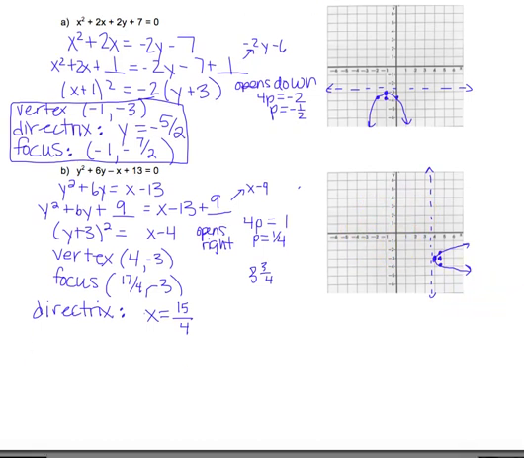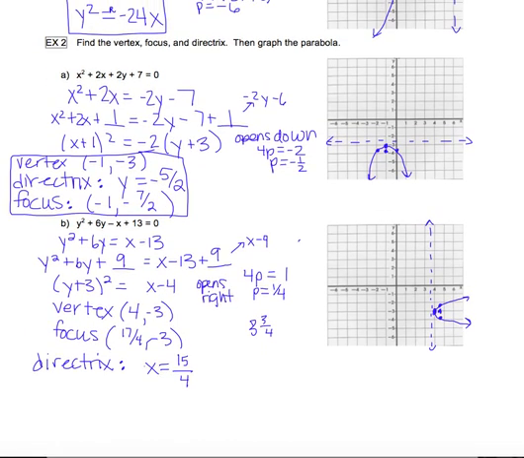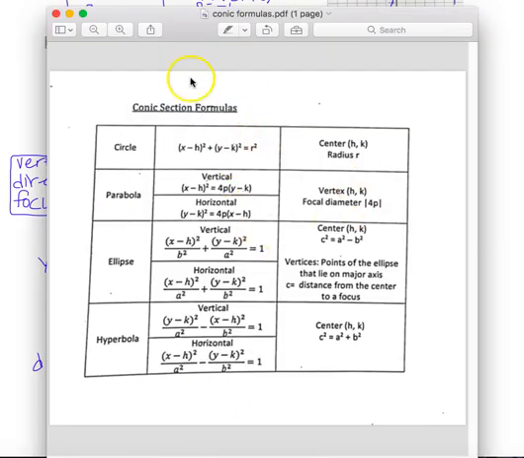All right, that wraps up the conic sections. So we've done circles, ellipses, hyperbolas, and parabolas. That is all of them. And again, don't forget, I know I've said it a lot of times, these formulas do not need to be memorized. Those are given to you.